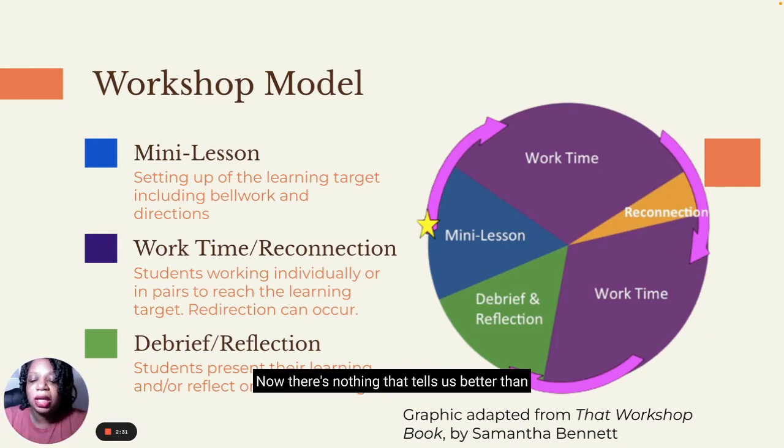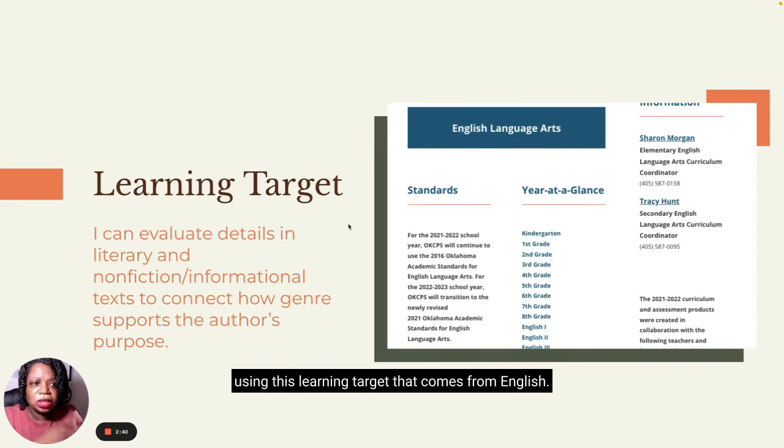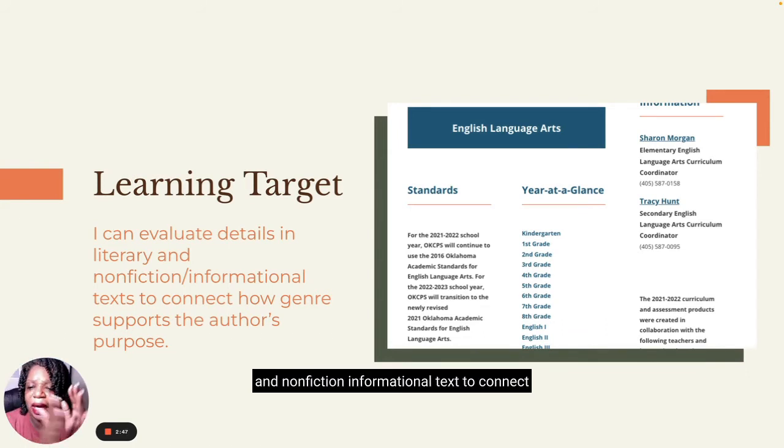Now, there's nothing that tells us better than for us to look at an example. So, I want to let you know I'm using this learning target that comes from English. I can evaluate details in literary and nonfiction informational text to connect how genre supports the author's purpose. That's what I want my kids to be able to do in this lesson. Now let's look at how I've created a workshop model lesson that chunked this out.